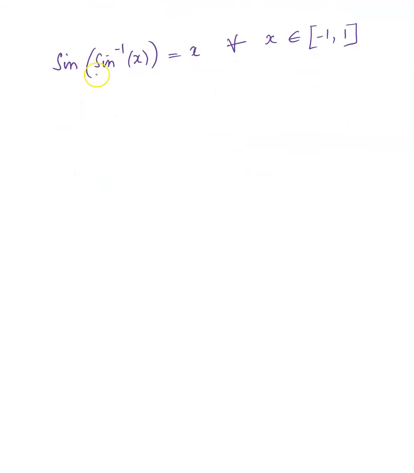Now, sine of sine inverse of x, when you compose these two, you should get back x. And this is true only if your x was in the interval negative 1 to 1. Remember, this symbol means for all x, and this symbol means belongs. For all x that belongs to this interval negative 1 to 1. If your x, say, was 2, sine of sine inverse of 2, you won't get back a 2 because 2 is outside this interval, right?